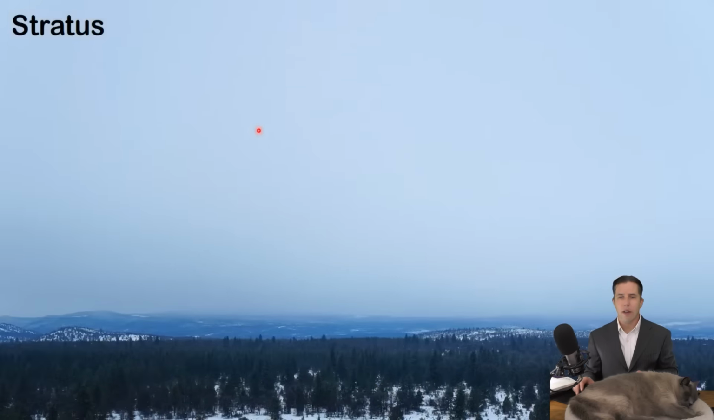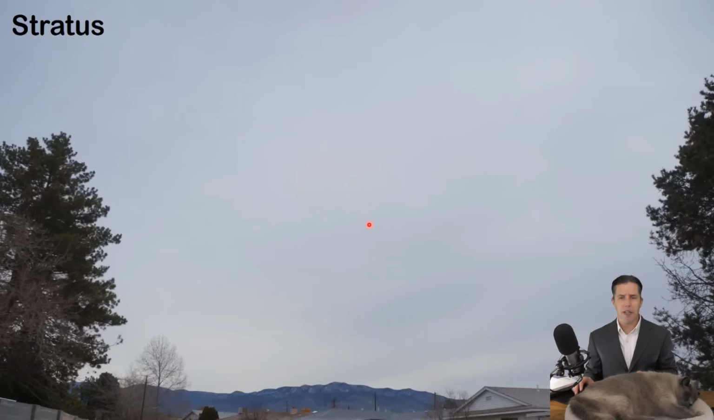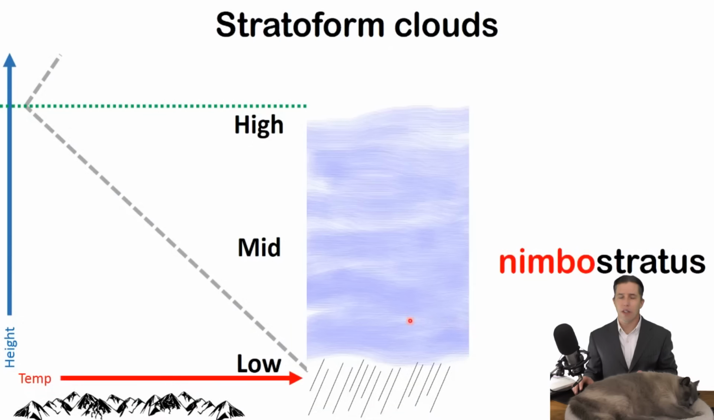Okay, so it might be light gray, might be dark gray. There might be some texture in the sky, there might not be, but what's consistent is that you can't tell where the sun is. Now, if that gray sky is also producing precipitation, either rain or snow, we're going to call it Nimbostratus. There's only two types of clouds that produce precipitation: Cumulonimbus, which is the puffy one, and Nimbostratus, which is the layered one.